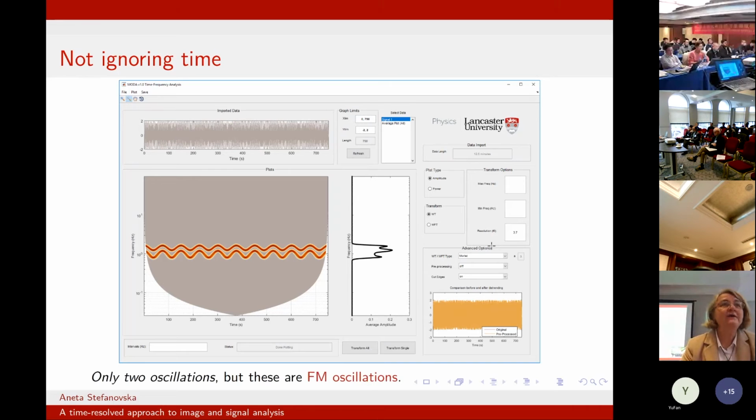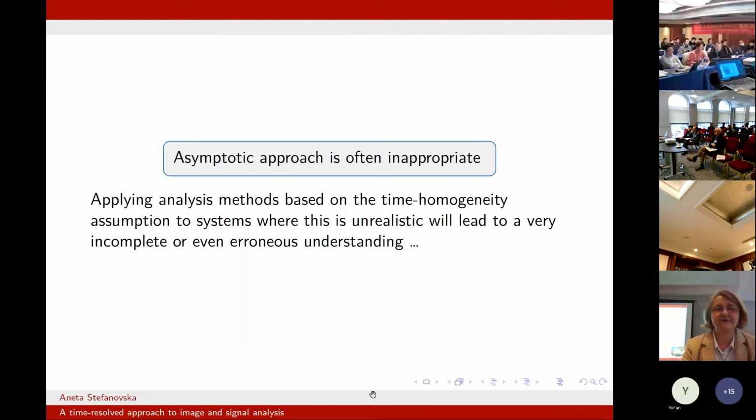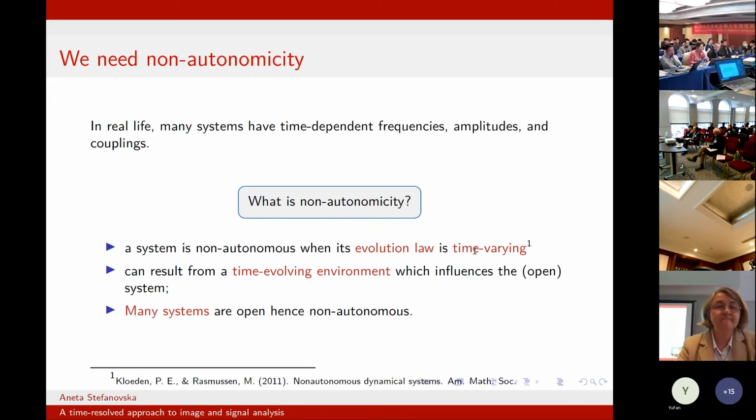So if we have only time or only frequency, we may end up with wrong conclusions, especially when we have frequency modulated oscillations. By asymptotic, I mean an approach that assumes time goes to infinity. It is often inappropriate. Applying an analysis method based on the time homogeneity assumption to systems where this is unrealistic will lead to very incomplete or even erroneous understanding.